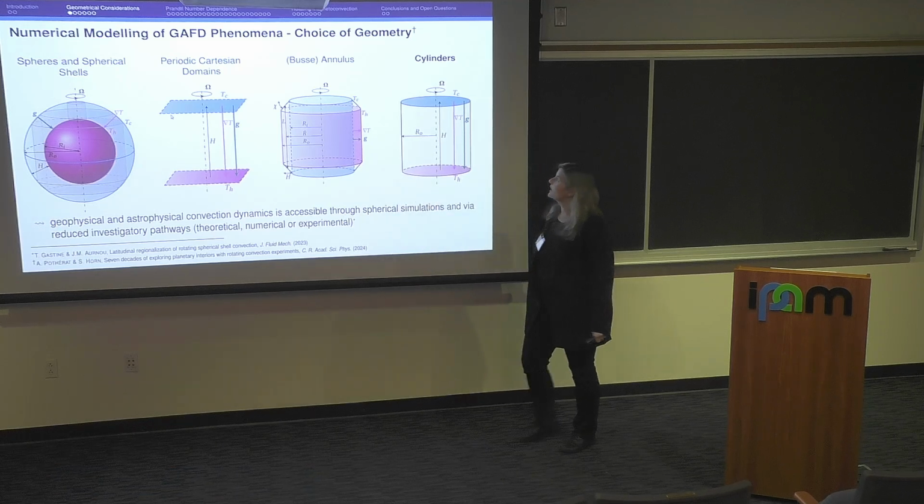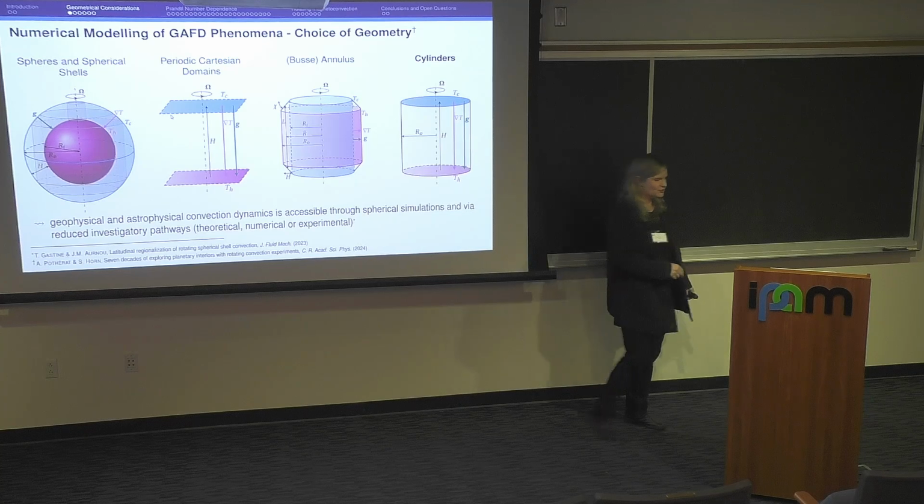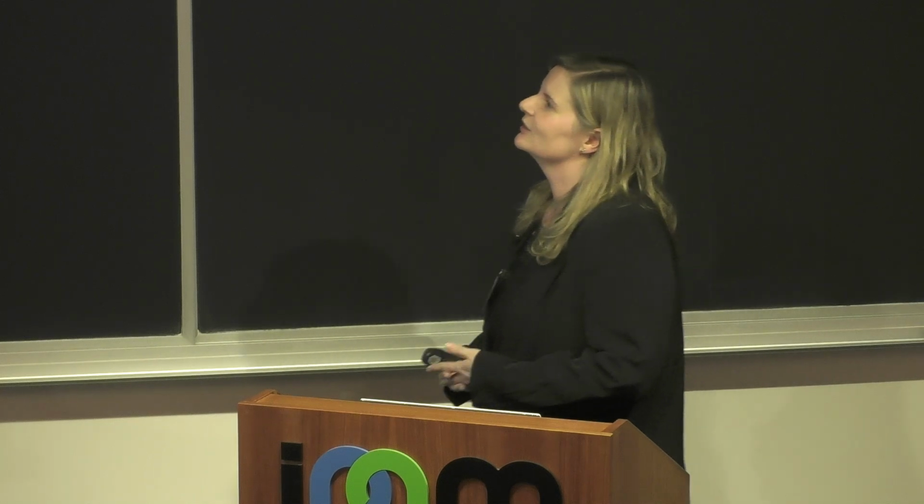And then there's the Busse annulus and there are cylinders. And of course, all these systems have pros and cons. But as John and Thomas Gastine have shown, actually all of them are kind of relevant, and we can also use them to understand what's going on in geophysics and astrophysics. And what I try to do, and probably all of you have some other ideas about it, is to look at what is actually a pro and a con of all these different simulations if we do them.